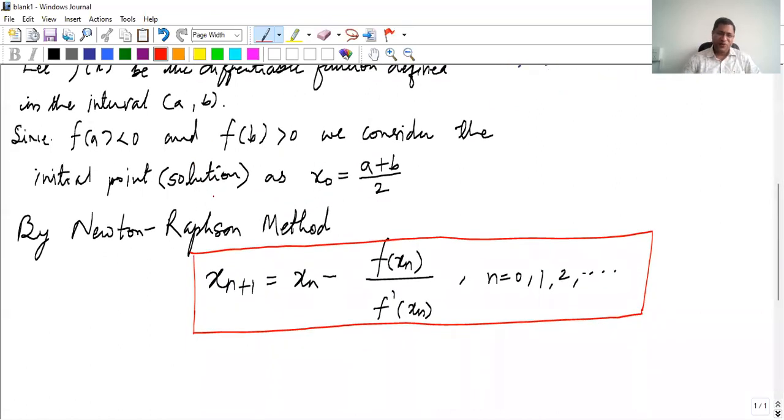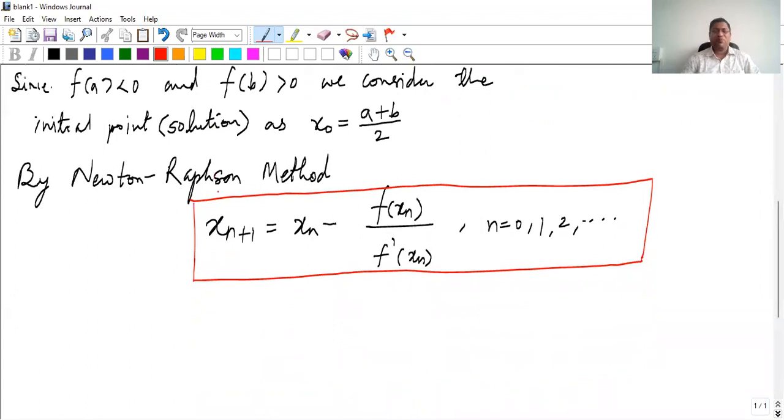Okay, so here n is running from 0 onwards. If I put n equal to 0, then I have to use x0 and then calculate x1. Sir, sorry to interrupt, but can you please tell why did we take a plus b by 2 as our initial point?